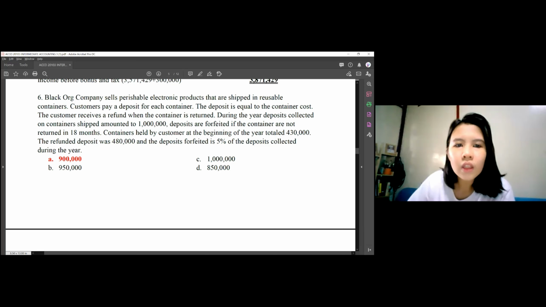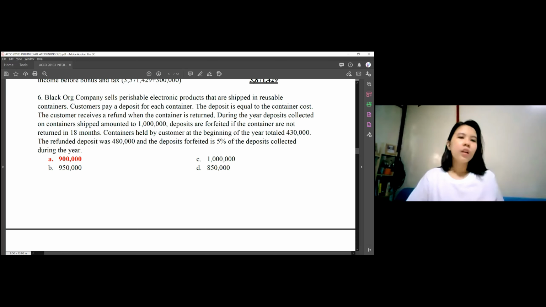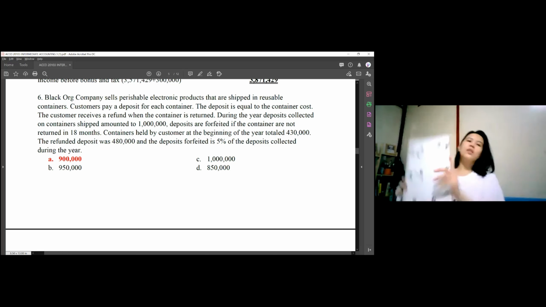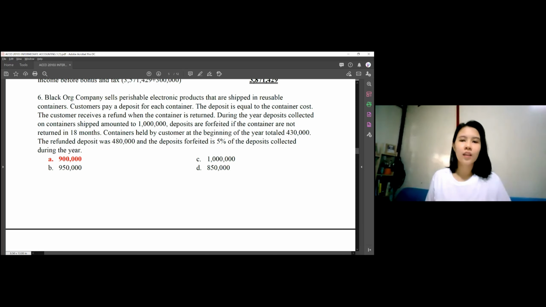So, yung containers na hawak ni customer at the beginning of the year, total 430,000. So, the refunded deposit was 480,000 and the deposits forfeited is 5% of the deposits collected during the year. So, that's 5% of 1 million, right? So, that's 1 million times 5% is 50,000. Okay, so in solving this problem, I would suggest using a key account. So, sige, start tayo.